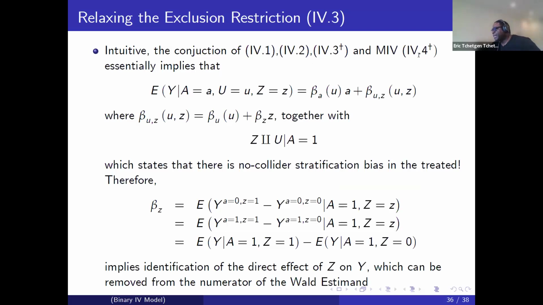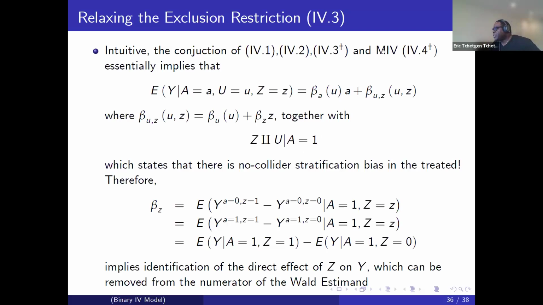These assumptions, in fact, imply that Z remains independent of U in the treated. Now, folks who are familiar with DAGs will worry that this seems like a crazy assumption, because we know to worry about collider stratification bias. We know Z and U are independent in the population. How is it that they could be independent in the treated?